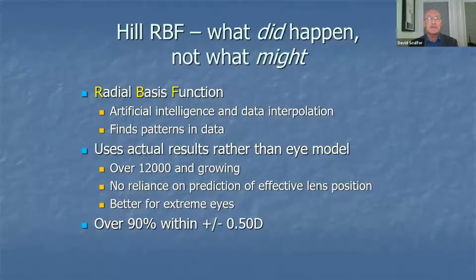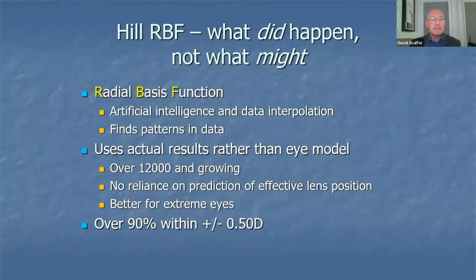So what they've done is to do a huge analysis of a lot of patient data using a mathematical function called radial basis function. This is something which is actually well established in mathematics and data analysis. It's used a lot in artificial intelligence and data interpolation, which it's particularly good at. It's very good at spotting patterns in data which just aren't obvious to the human eye. But I say its key trick is that it uses actual results rather than predictions. It doesn't use an eye model as such.